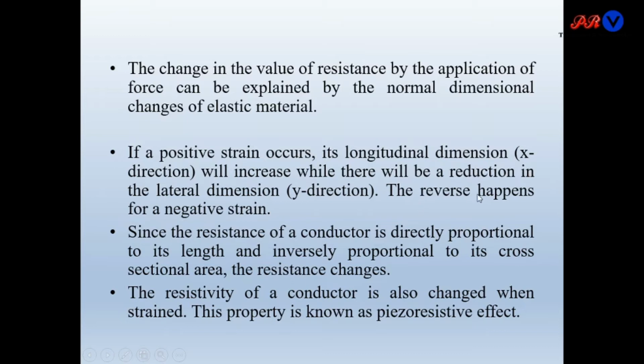The reverse case will happen for a negative strain, meaning if its longitudinal dimension decreases, then the lateral dimension will increase. Since the resistance of a conductor is directly proportional to its length and inversely proportional to its cross-sectional area, meaning R is proportional to L by A, the resistance changes accordingly with the dimension.